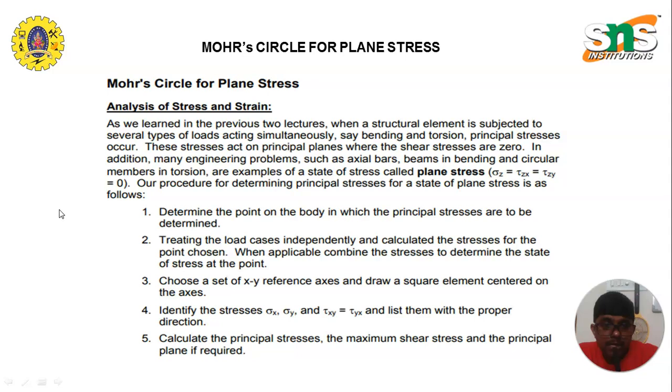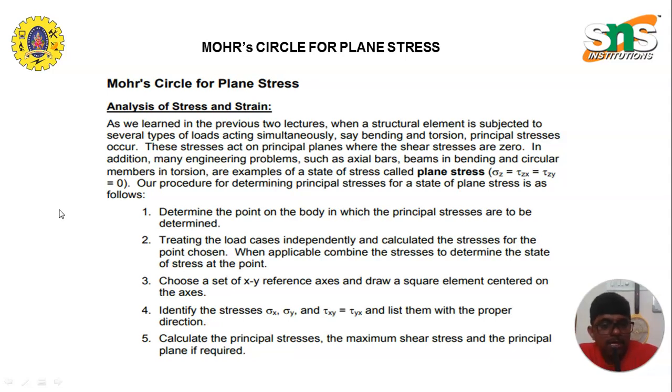First of all, we need to determine the point on your body at which the principal stresses are to be determined. That is the first step. Following that, we need to treat the loading cases independently and calculate the stresses for the point chosen, and when applicable, combine the stresses. Applicable means we need to find them in both the x direction and y direction, and choose a set of xy reference axes and draw a square element centered on the axes.